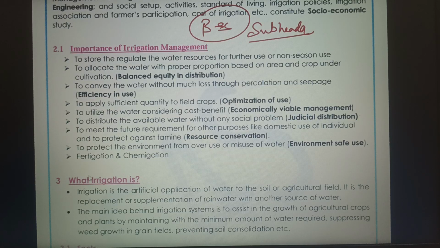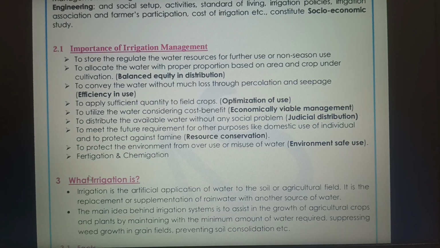So the importance of irrigation management lies in balanced equity distribution, the allocation of the water and all, and efficiency in usage, because if you do not manage the water, there will be wastage of water. Then optimal utilization of the water with respect to the plant so that the plant grows properly, economically viable management, judicious distribution, resource conservation, environmentally safe usage and all those things. These are very general points, so just 5-6 points you can remember. Again, very little chance of a question being asked from this particular topic, that is irrigation management.